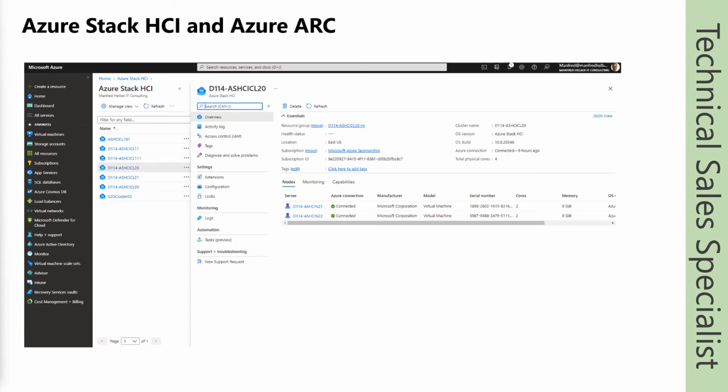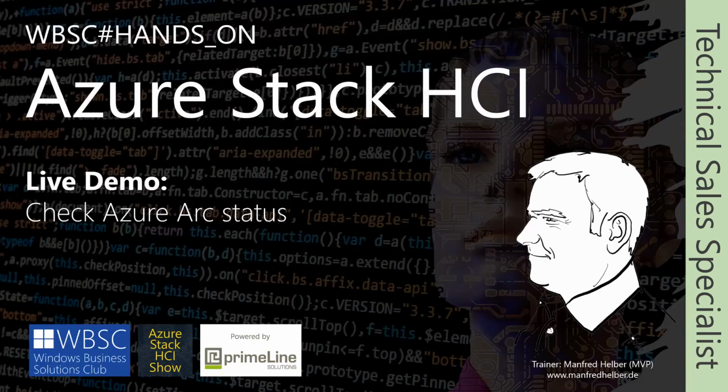Here we have a screenshot and a view on the Azure Stack HCI cluster in Microsoft Azure. Here I see the information about the cluster. I can see the nodes. They are both connected. They are available. Here, these are also virtual machines. And I can configure options. I can send configurations. I can use functionality from the Azure Portal to bring this to this Azure Stack HCI cluster. So let's check the Azure Arc status in our demo environment we used in the previous demo.